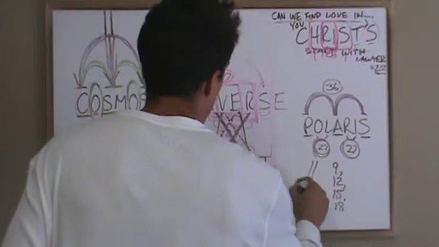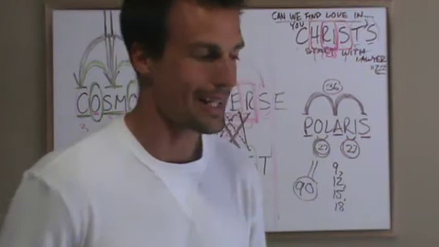And 90 is king for the number 3 because the word king in Hebrew equals 90, melech. And look at the trident effect. Trident equals 90 in Polaris.